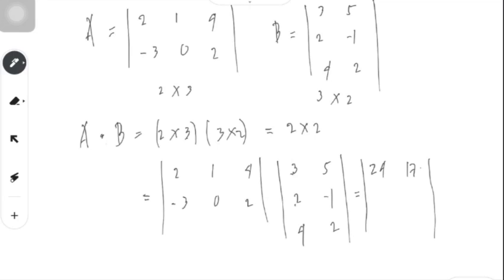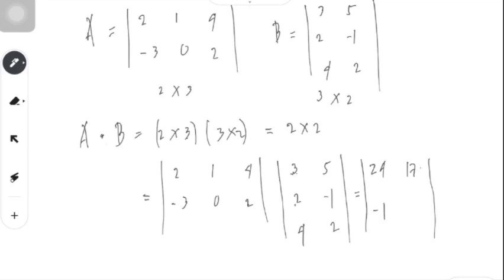Second row na tayo. So, the second row of the pre-multiplier. We're going to distribute on the elements of the first column of the post-multiplier. That is negative 3 times 3 plus 0 times 2 plus 2 times 4. How much? Negative 1, sir. Negative 1. That's correct.